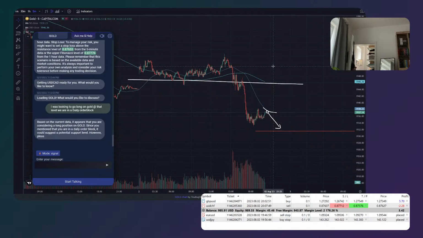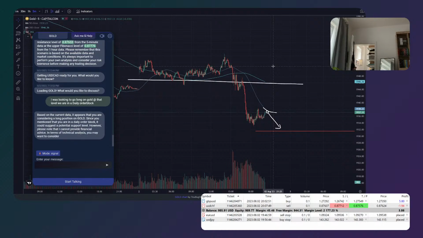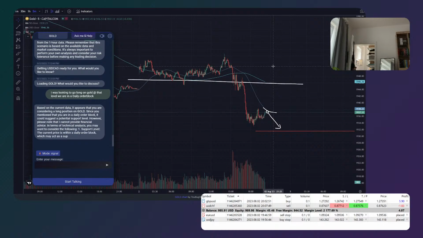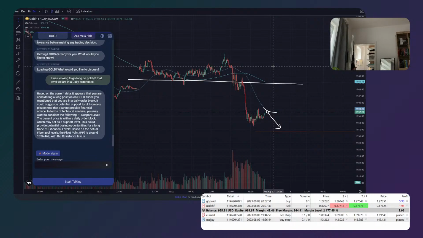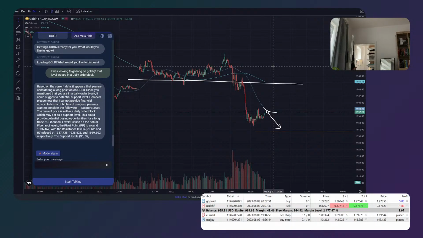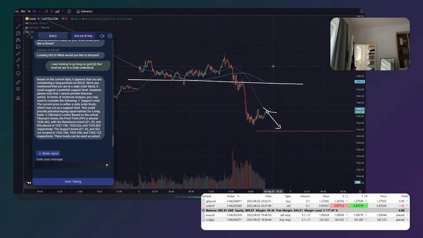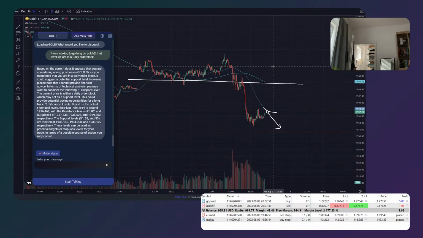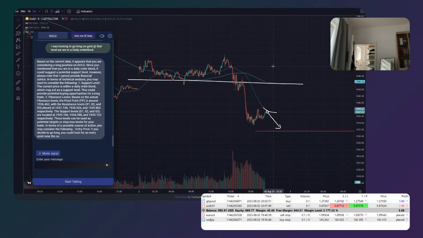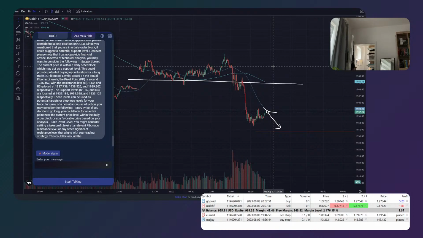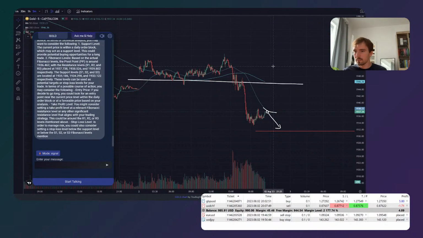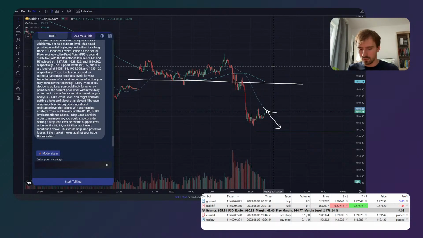Based on the current data, it appears that you are considering a long position on gold. Since you mentioned that you are in a daily order block, it could suggest a potential support level. However, please note that I cannot provide financial advice. In terms of technical analysis, you may want to consider the following. 1. Support level. The current price is within a daily order block, which may act as a support level. This could provide potential buying opportunities for a long trade. 2. Fibonacci levels.